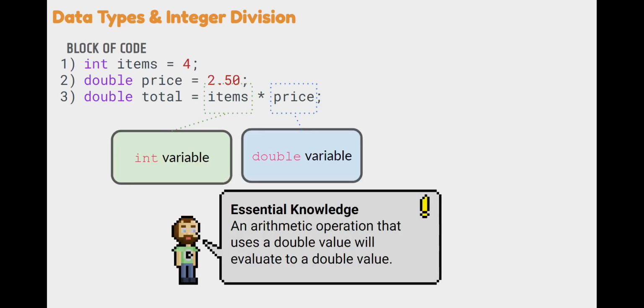Now, in this example on line 3, we have items, which is a variable that was declared as an integer, and we are multiplying it by price, which is a variable that was declared as a double. An arithmetic operation that uses a double will evaluate to a double value. So as long as there is one double value in your arithmetic expression, the entire arithmetic expression will turn into a double. It will evaluate to a double.